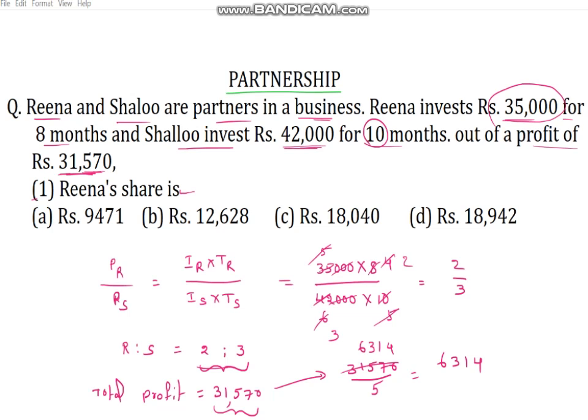So, Reena's share is 2 parts. This is the one part. How much? 2 parts equal to 12,628 is Reena's share. So, option B is Reena's share.